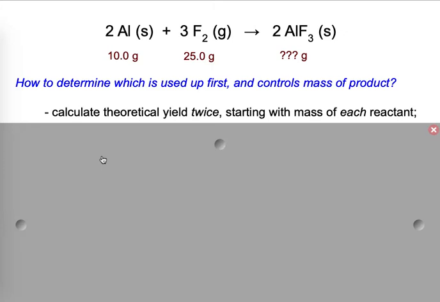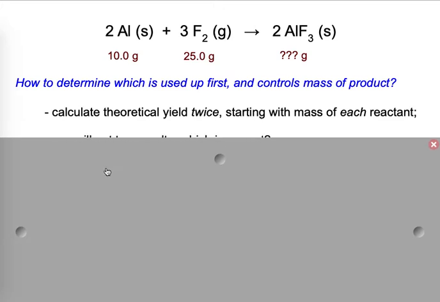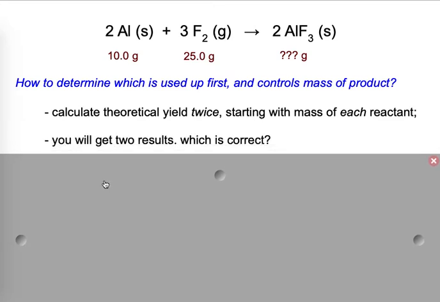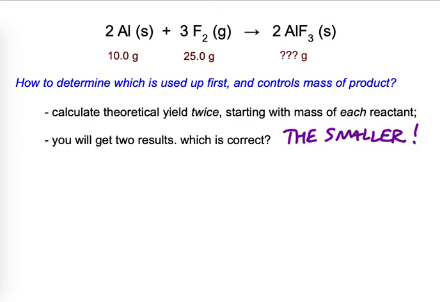So I will calculate the mass of product I expect starting from 10 grams of aluminum, and then I will calculate the mass of product I expect starting with 25 grams of fluorine. I will get 2 results. Which one is the correct result? Well, if you think about it for a minute and consider the pancake analogy, you will realize that the smaller result must be correct, because that comes from the limiting reactant. So let's go ahead and do the problem.